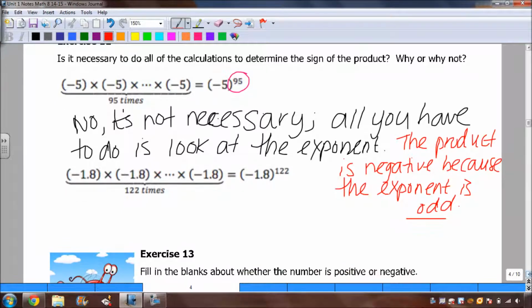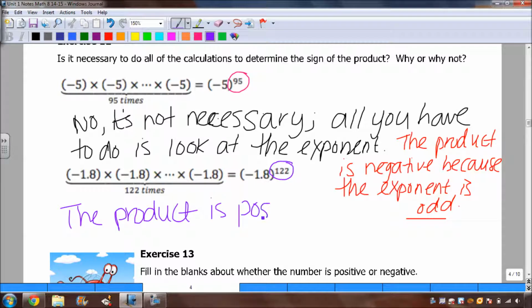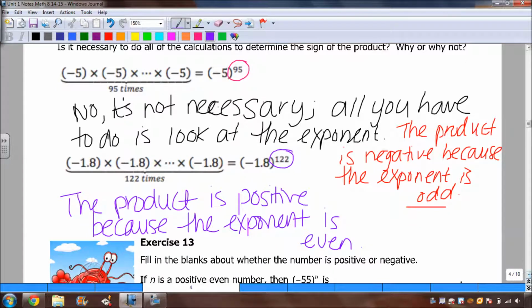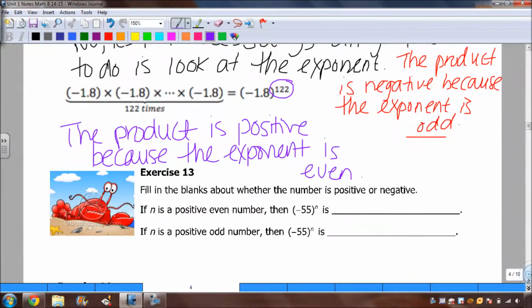Okay, so let's look at this next one right here. It's the same answer. It's not necessary. All you have to do is look at the exponent, but in this example, the exponent is even. So we're going to say that the product is positive because the exponent is even. Okay, since there's 122 of these negative numbers being multiplied together, each one will have a partner, and the two partners will match up to get a positive number.